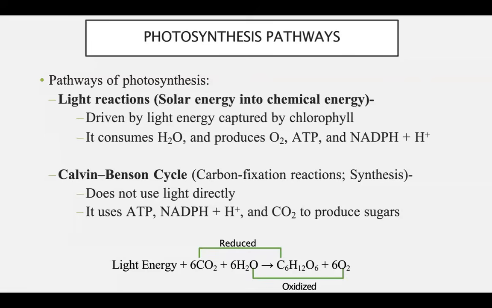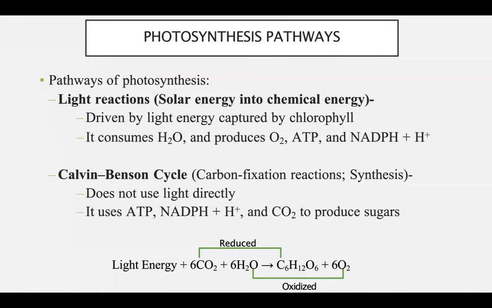So in photosynthesis, you have two pathways, the light reactions and then the Calvin-Benson cycle, also known as the light independent reactions. During the light-dependent reactions, solar energy is converted into chemical energy, driven by light energy captured by chlorophyll. It consumes water and produces oxygen, ATP, and NADPH.